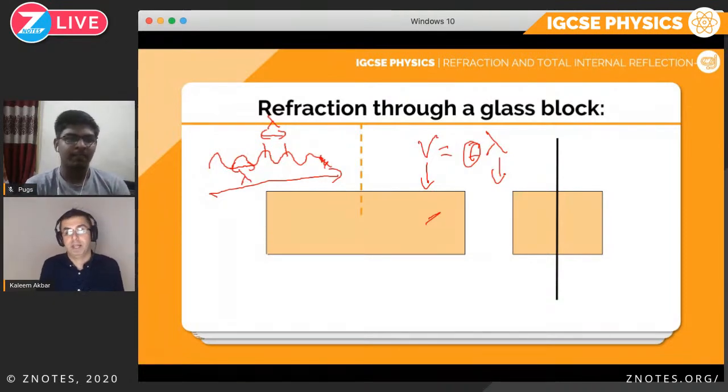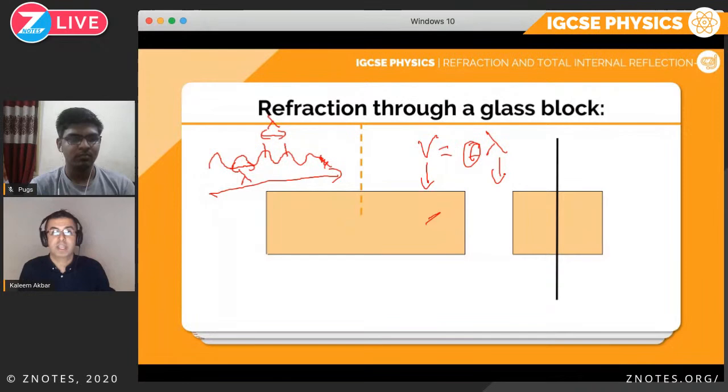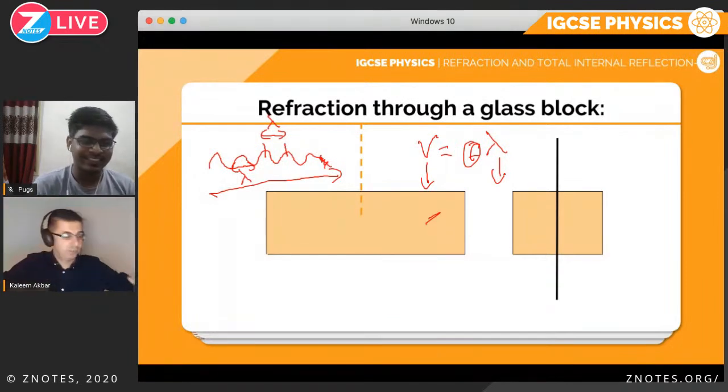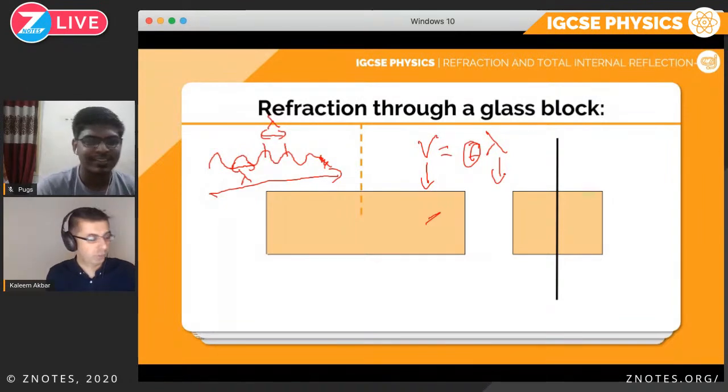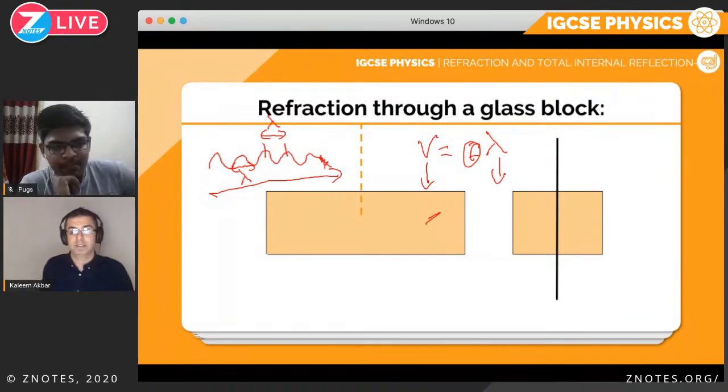And the reason for that is frequency is the number of waves in a second, guys, and it depends on the light source. See, this laser pointer doesn't care whether I shine it through glass, plastic, water, whatever. It gives out the same number of waves every single second.